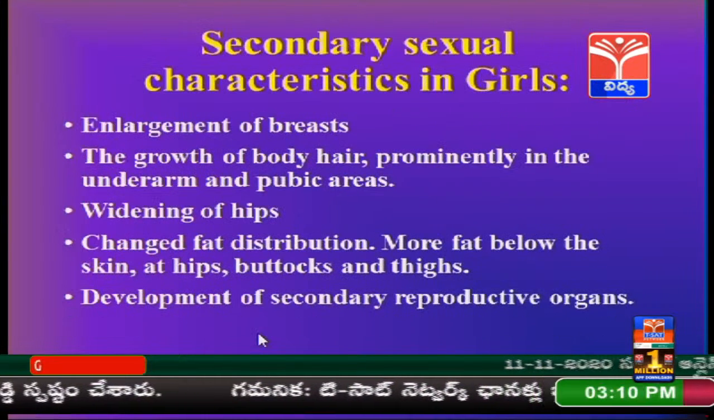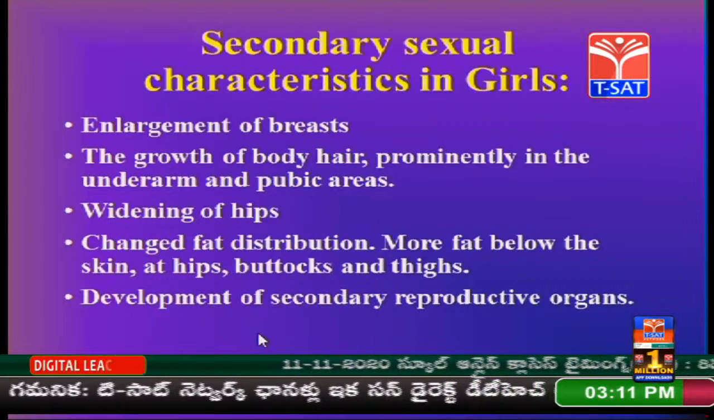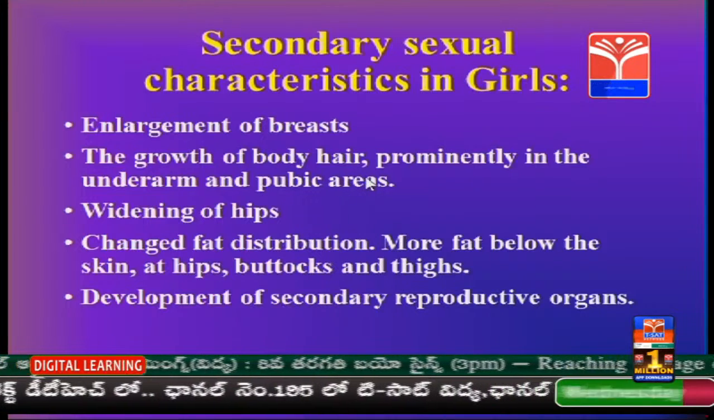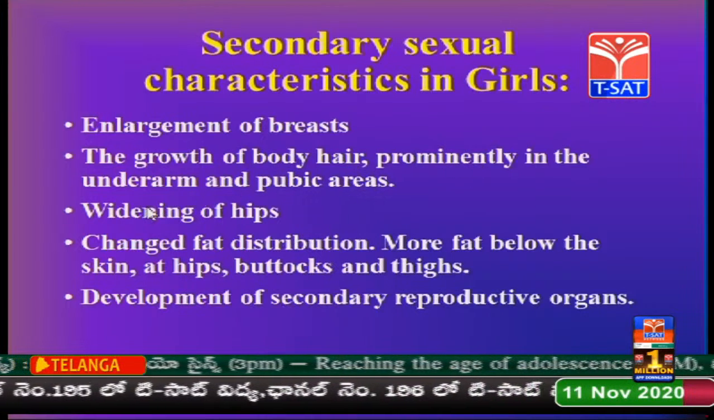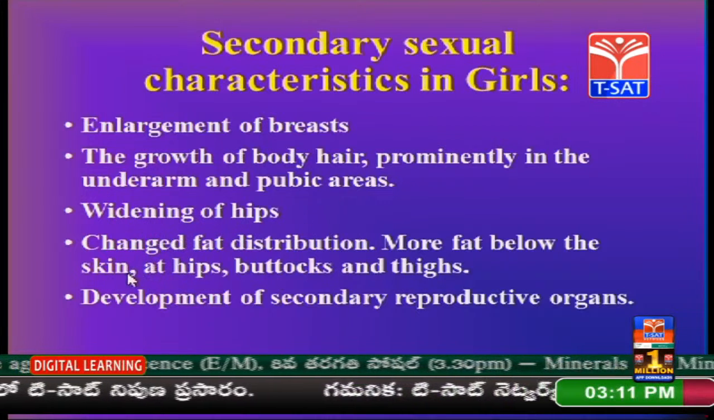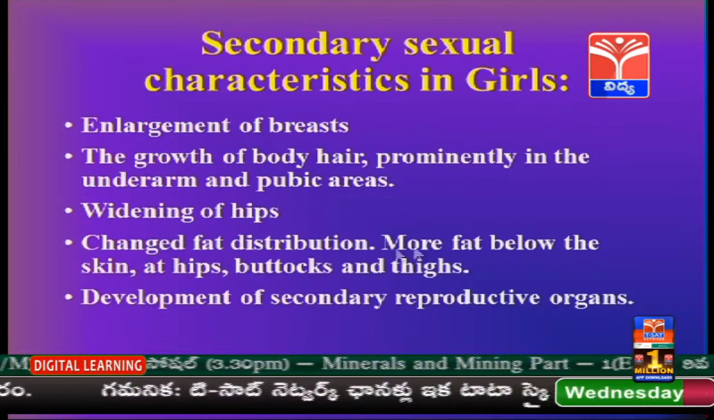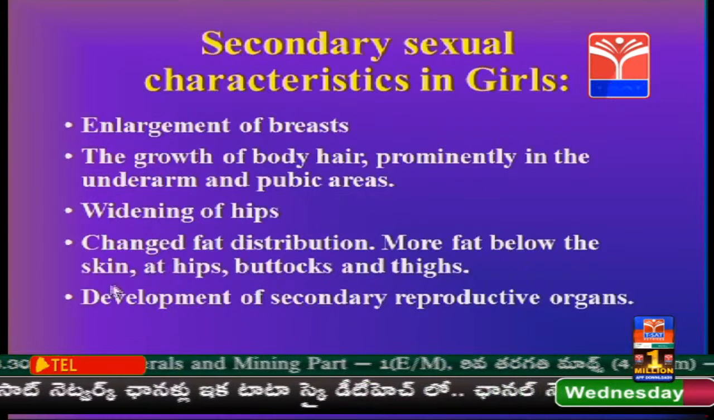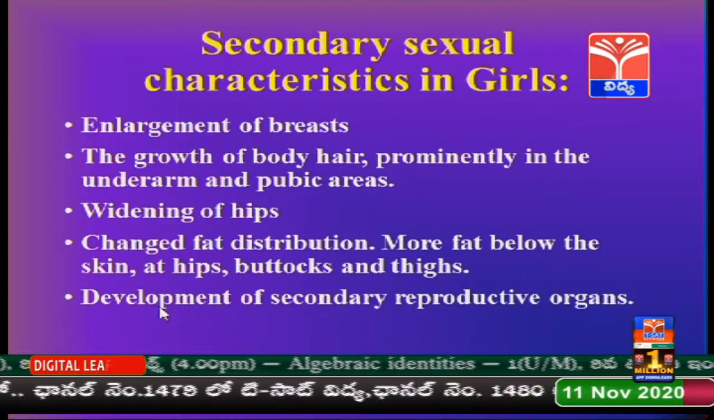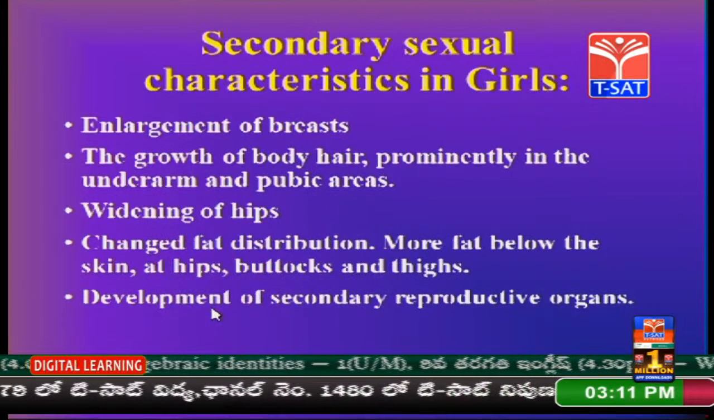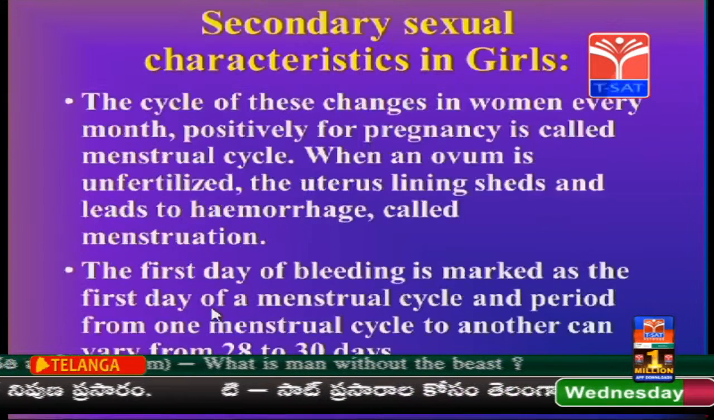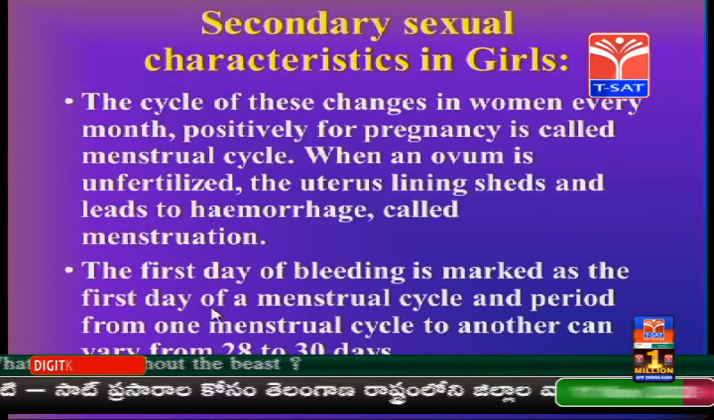Now, let us see the secondary sexual characteristics in the girls. The enlargement of breasts can be seen, the growth of body hair prominently in the underarm and pubic areas, widening of the hips, and changed fat distribution takes place, more fat is getting deposited under the skin, at the hips, buttocks and the thighs. The development of secondary sexual characters takes place, and mostly the menstruation cycle starts at this age.